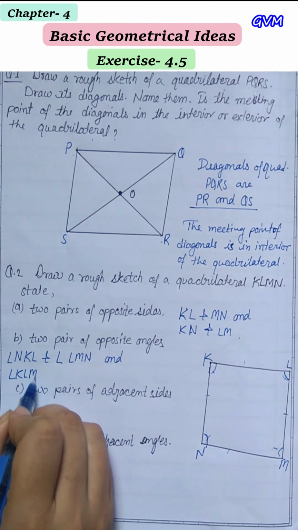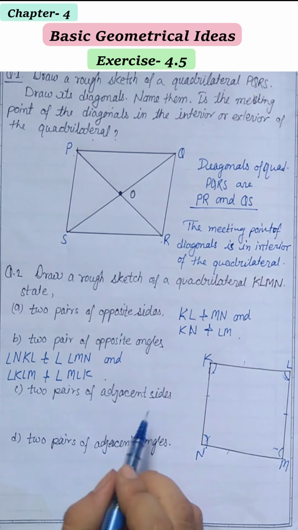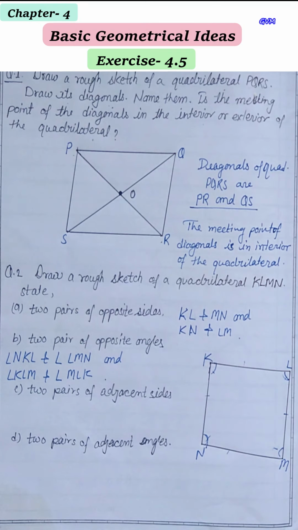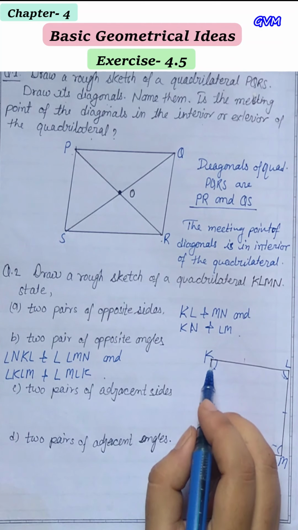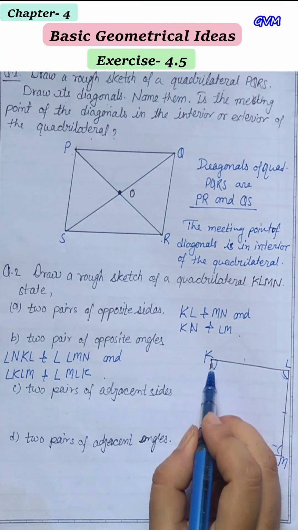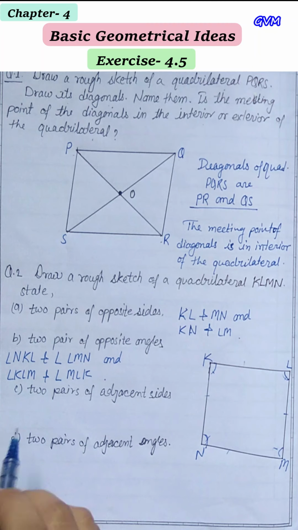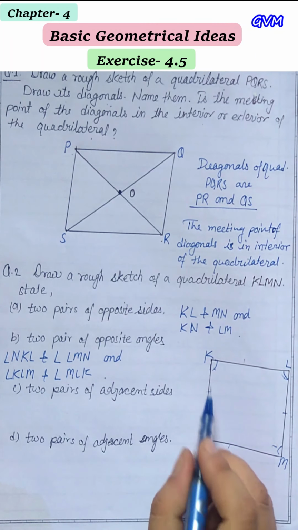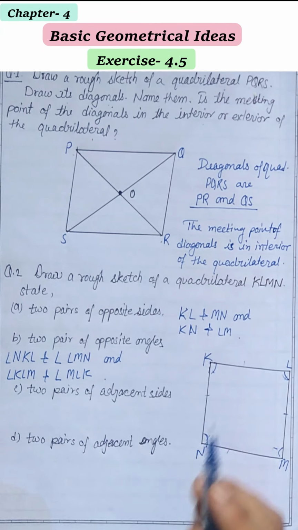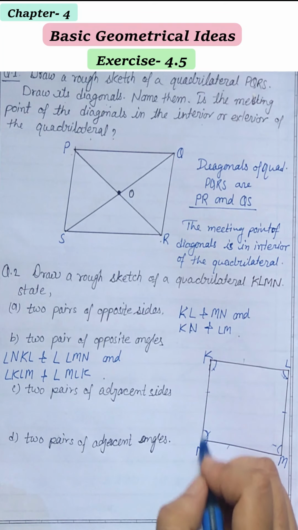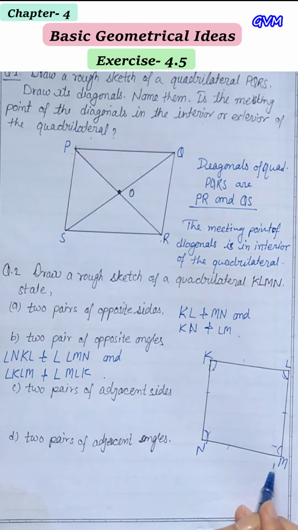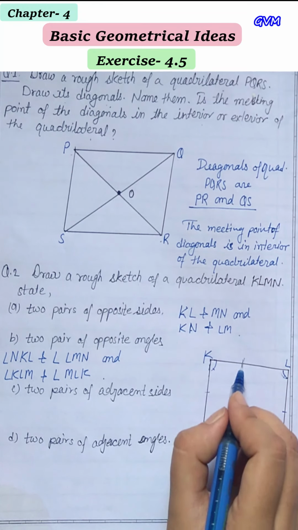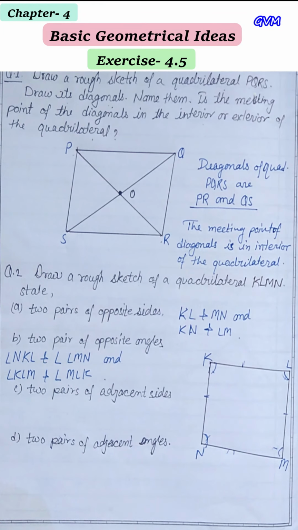Now, two pairs of adjacent sides. Adjacent sides are those sides which have the same end, or the same vertex. So adjacent sides are those sides which meet each other. Like this side KN is meeting NM and KL. So this side and this side are adjacent. Now we need to write two pairs of adjacent sides.